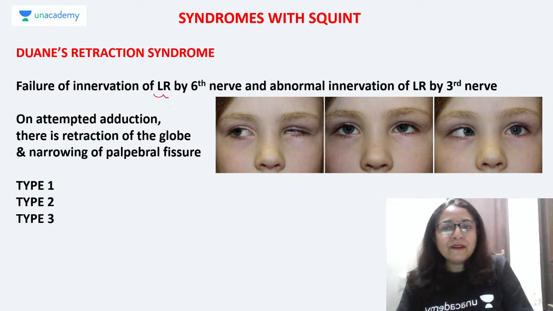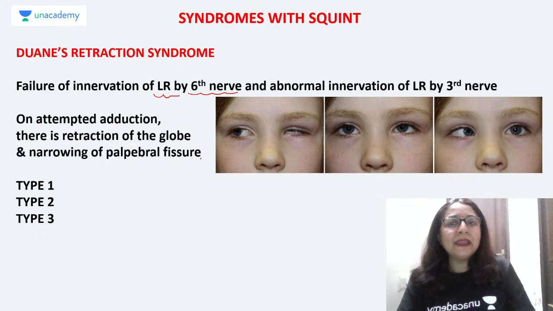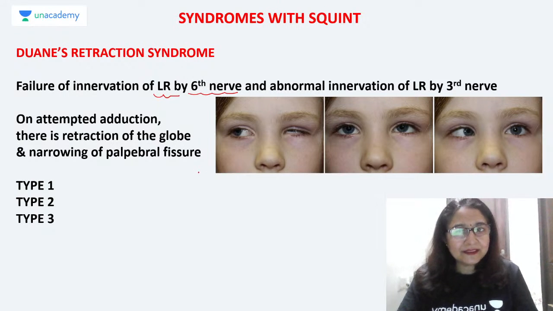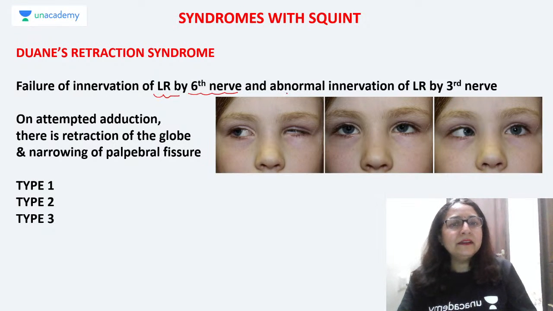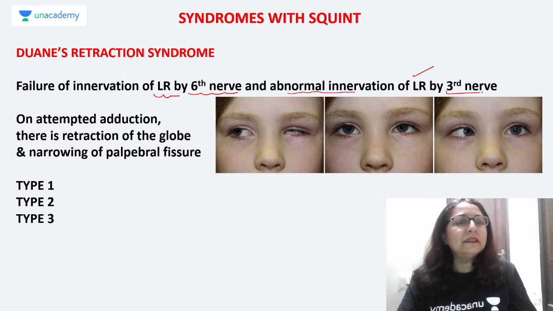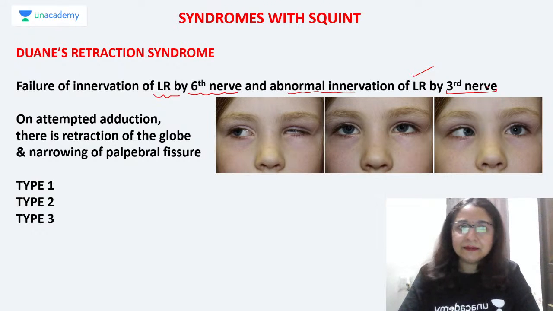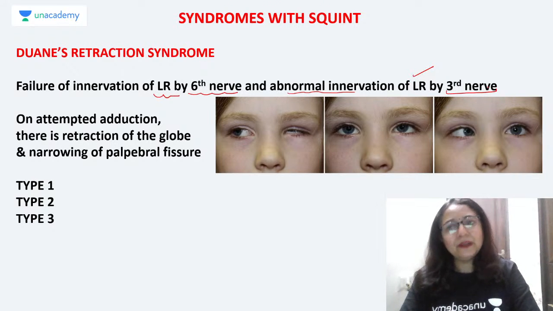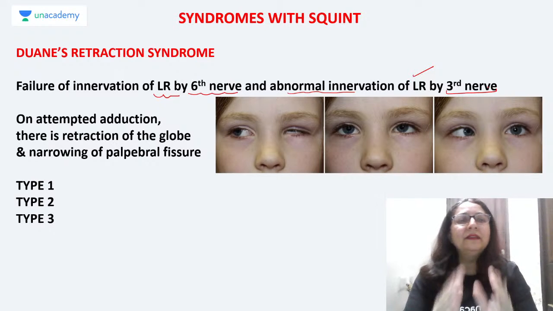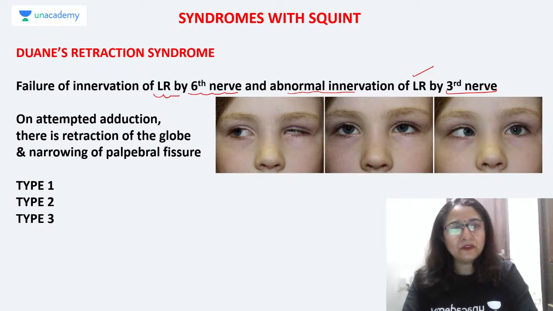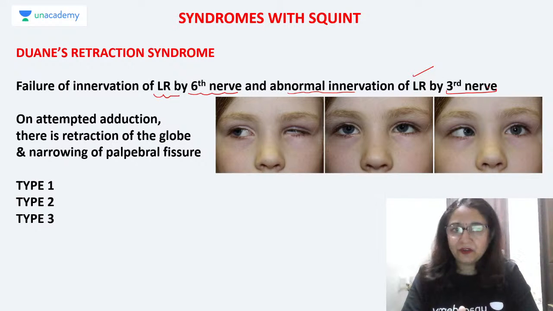That lateral rectus, which should be supplied by the sixth nerve, is not innervated by the sixth nerve, and there is aberrant innervation of the lateral rectus by the third nerve. Normally the sixth nerve supplies the lateral rectus, but in Duane's retraction syndrome, the sixth nerve is not supplying the lateral rectus. The third nerve is aberrantly supplying the lateral rectus.